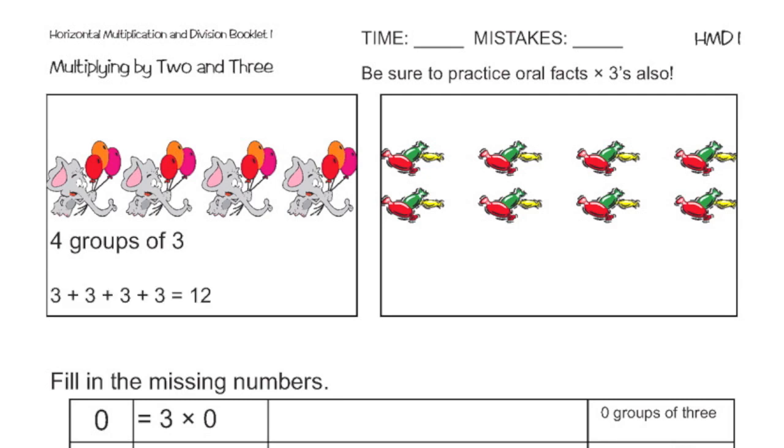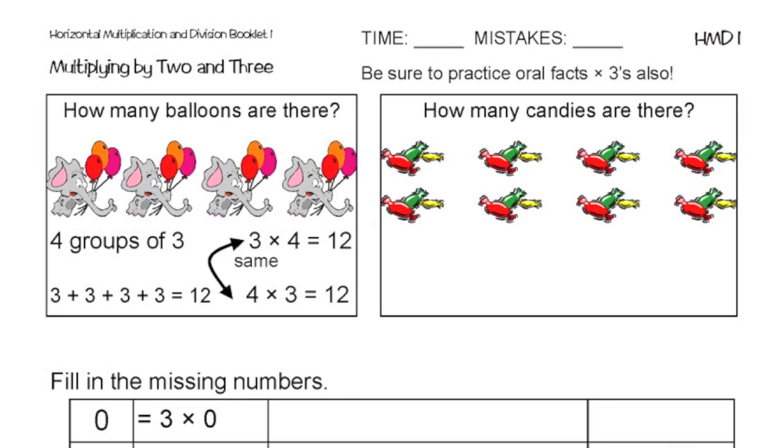Now I need to make up 2 multiplication statements. So I could do 3 times 4 is equal to 12, or I could do just 4 times 3 is equal to 12. It doesn't matter which way I go because they're both going to get me to the same answer. Let's move on to the pieces of candy over there.